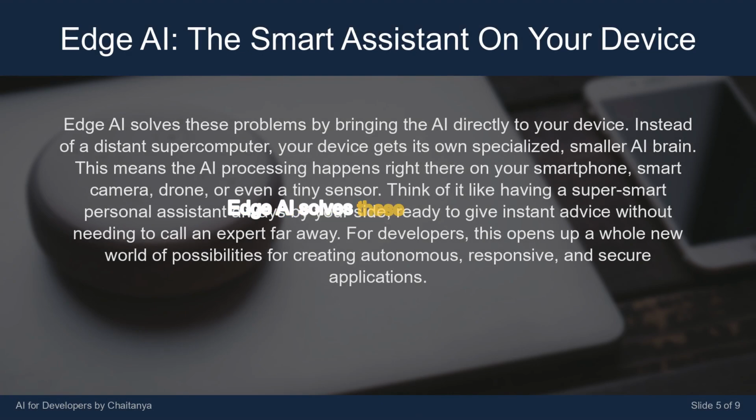Edge AI solves these problems by bringing the AI directly to your device. Instead of a distant supercomputer, your device gets its own specialized, smaller AI brain. This means the AI processing happens right there on your smartphone, smart camera, drone, or even a tiny sensor. Think of it like having a super smart personal assistant always by your side, ready to give instant advice without needing to call an expert far away. For developers, this opens up a whole new world of possibilities for creating autonomous, responsive, and secure applications.